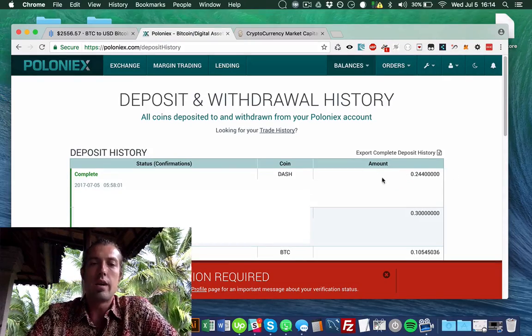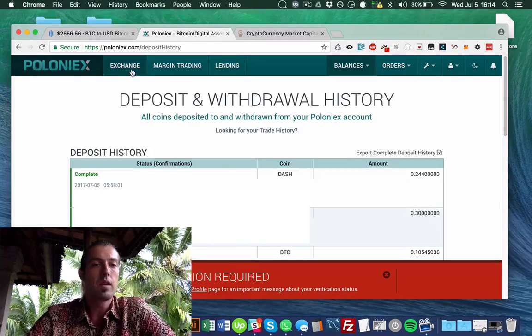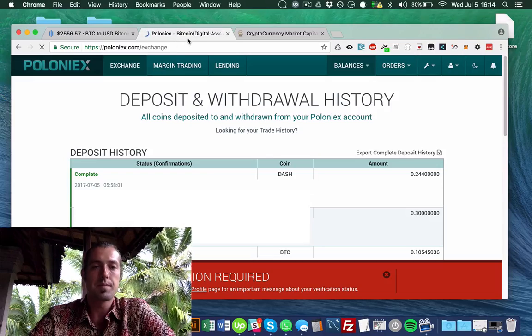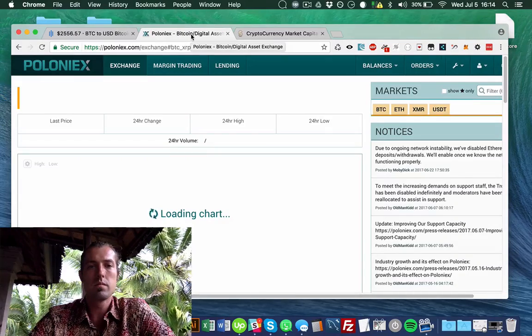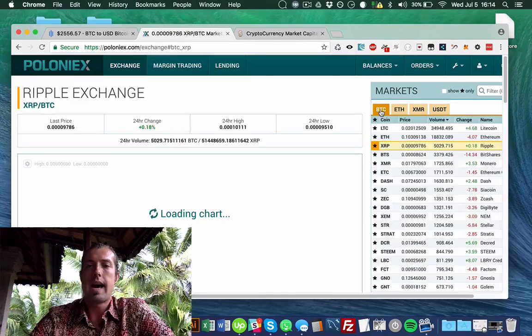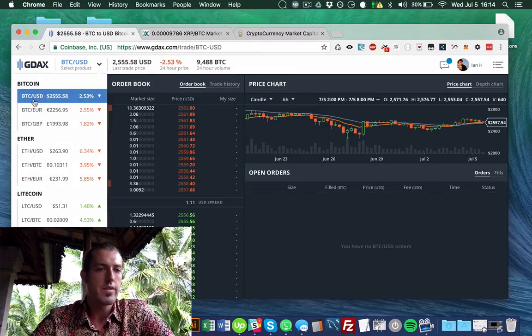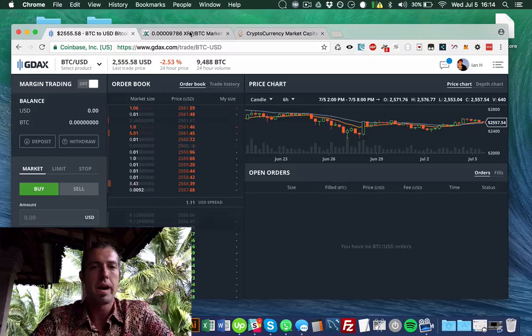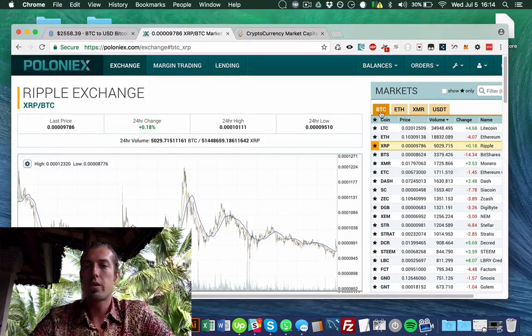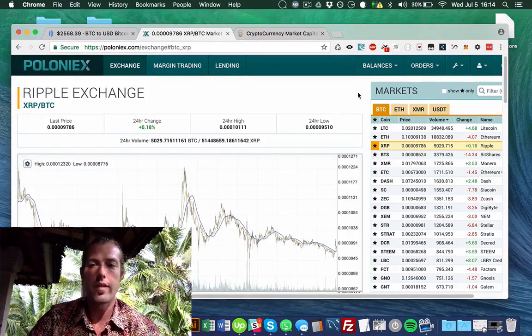And then once you have some Bitcoin in here, you're going to head over to the exchange. Make sure that you're on the Bitcoin tab, because that is going to be our base currency instead of, say, here on GDAX, where we had it in US dollar, or it could have been in the euro or the pound. So here, Bitcoin is our base currency.